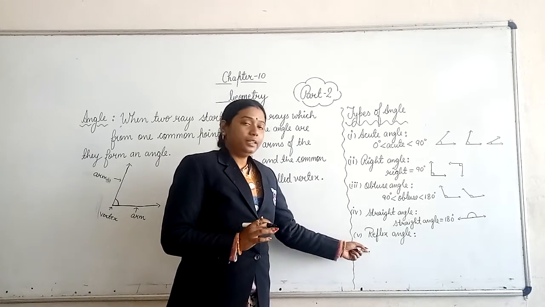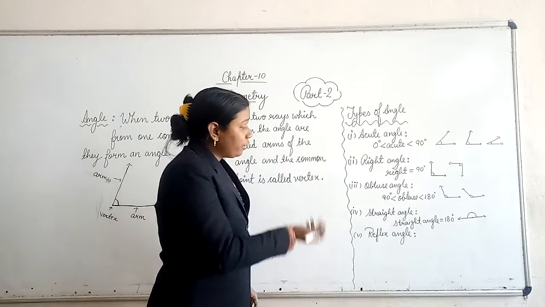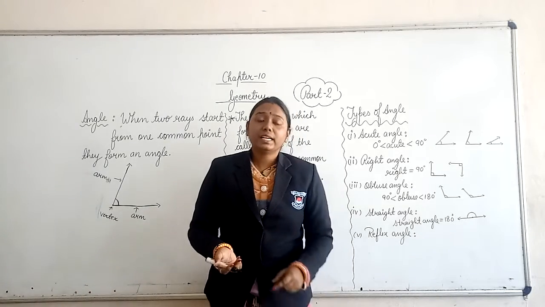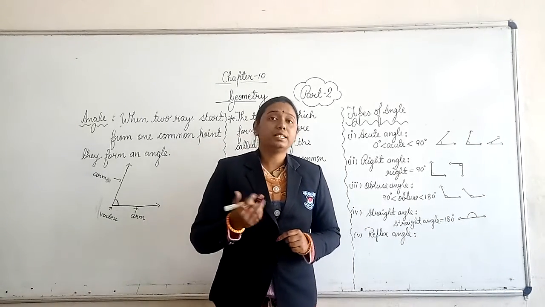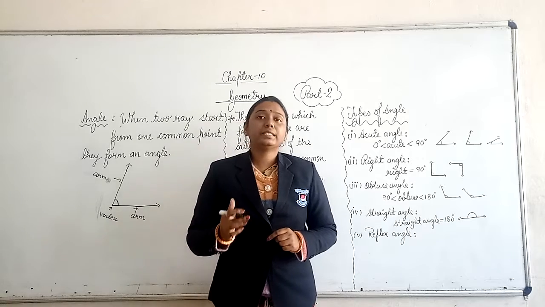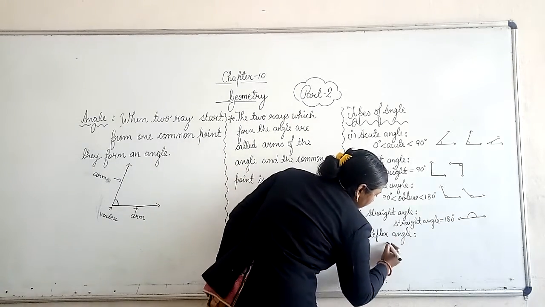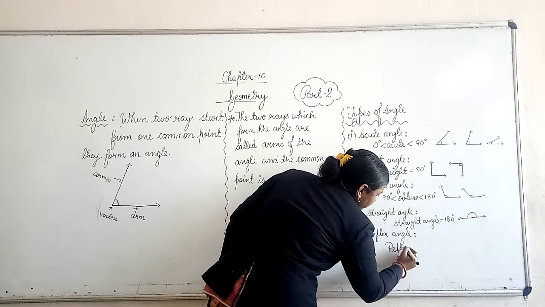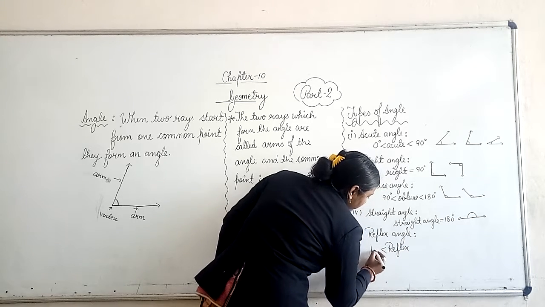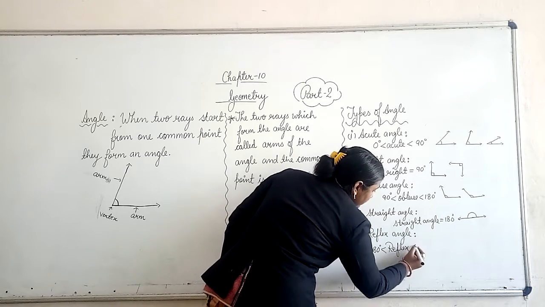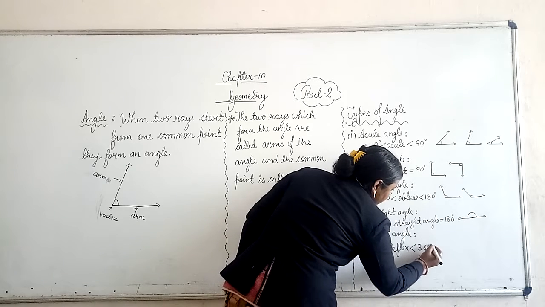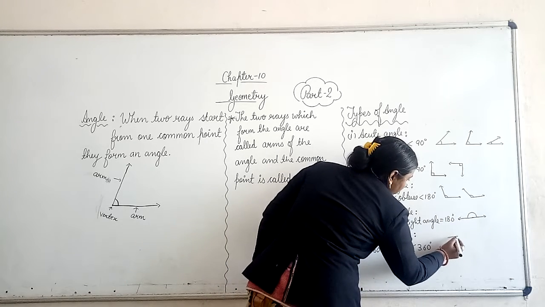The next angle is the reflex angle. Now what is a reflex angle? A reflex angle measures greater than 180 degree, but less than 360 degree. And it will look like this.